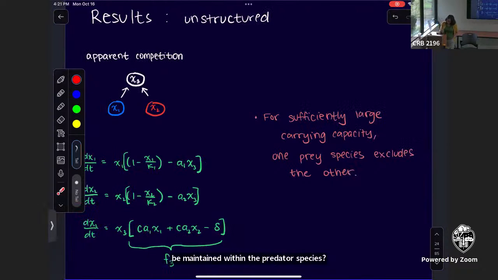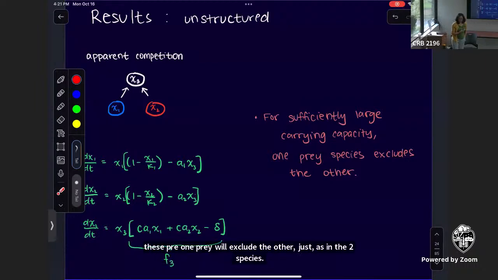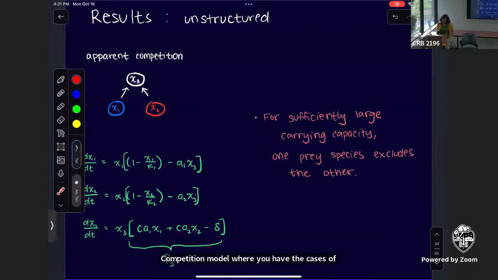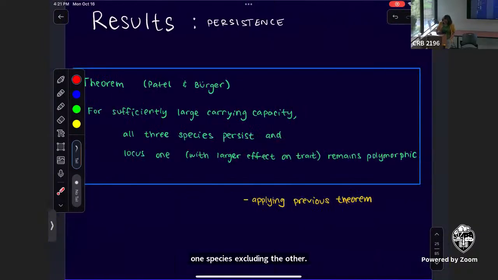Okay, so I'll start with just describing some results for the unstructured population. So this is just the left-hand side equations describing this ecological interaction. And those say that for sufficiently large carrying capacities, one prey will exclude the other prey, just as in the two species competition model, where you have the cases of exclusion, one species excluding the other. But in the structured population, we see that there is persistence here. So for sufficiently large carrying capacities, all three species will persist.